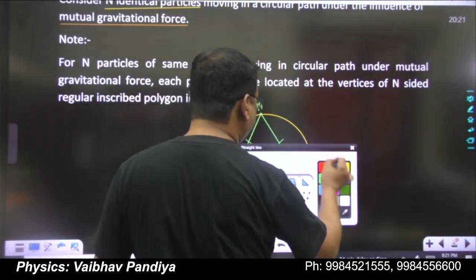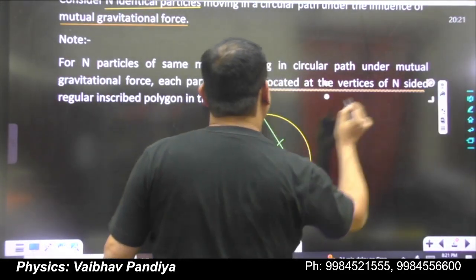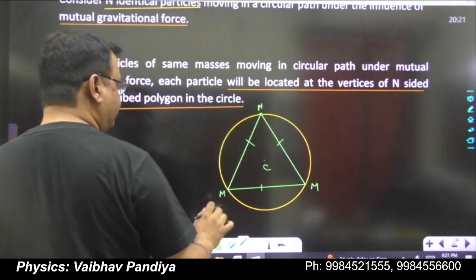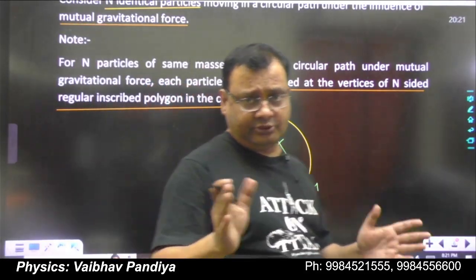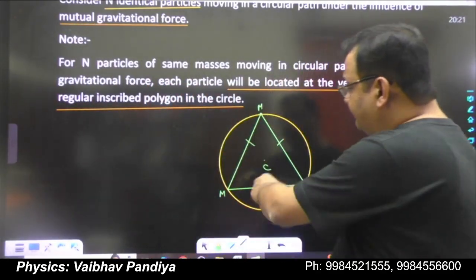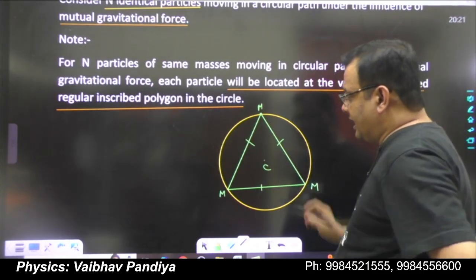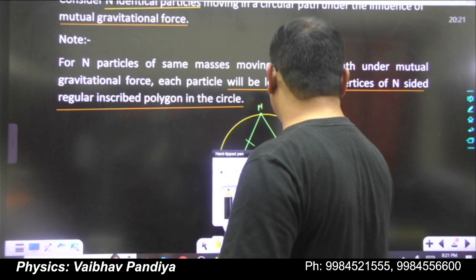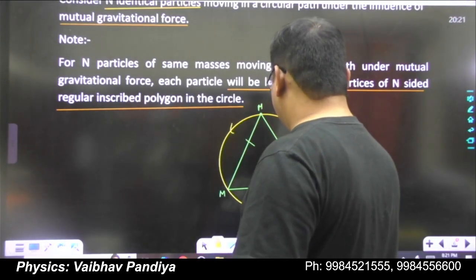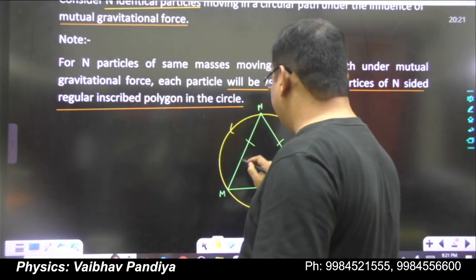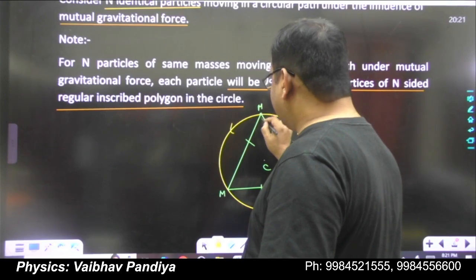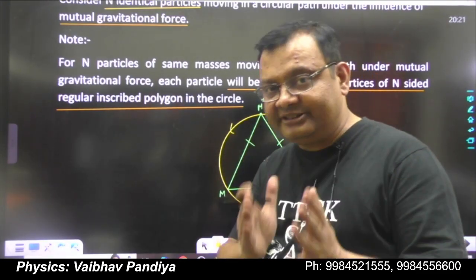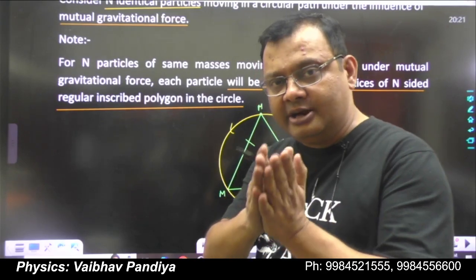For n particles, there will be an n-sided regular inscribed polygon in the circle. Suppose, to illustrate, we have three identical particles moving in a circular path, say under the influence of the mutual gravitational force. Each particle would be located at the vertices of an inscribed three-sided regular polygon, and a three-sided regular polygon is an equilateral triangle.